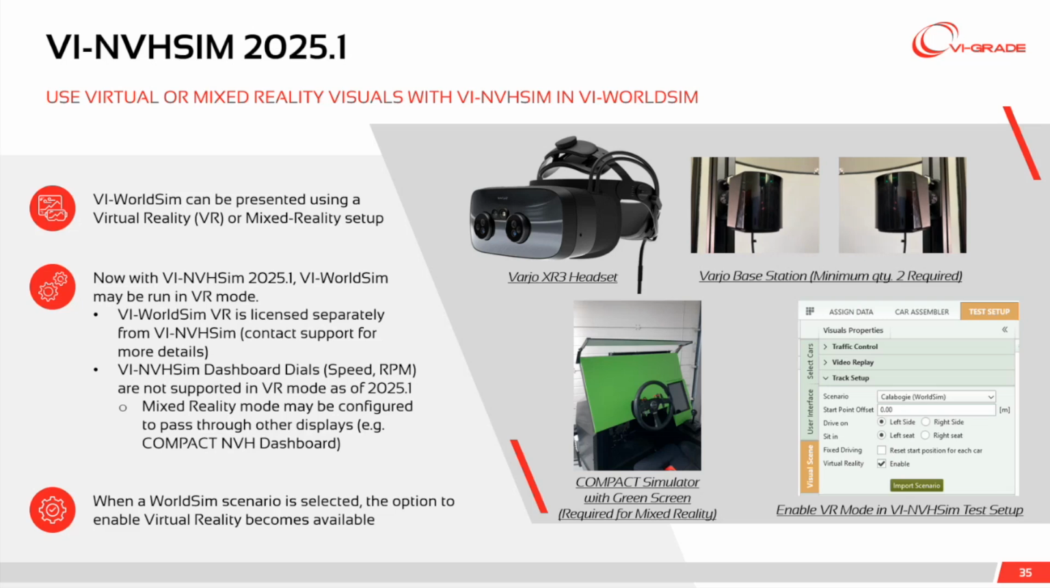We now have the ability to not only present VI-WorldSim in VR, as in all of the standard uses of WorldSim, but also in the interlink that we have when using the WorldSim visuals for VI-NVH-SIM. So we can, of course, run NVH-SIM standalone with visual content. That's an important component of our NVH simulators here. But now we have the ability to enable that VR mode really simply. Anytime we load up a WorldSim scenario inside NVH-SIM, there's now an ability to just tick that box that says enable virtual reality mode. That throws a couple switches behind the scenes that basically unlocks the ability to render those visuals on the Vario headset, provided the system is configured for that.